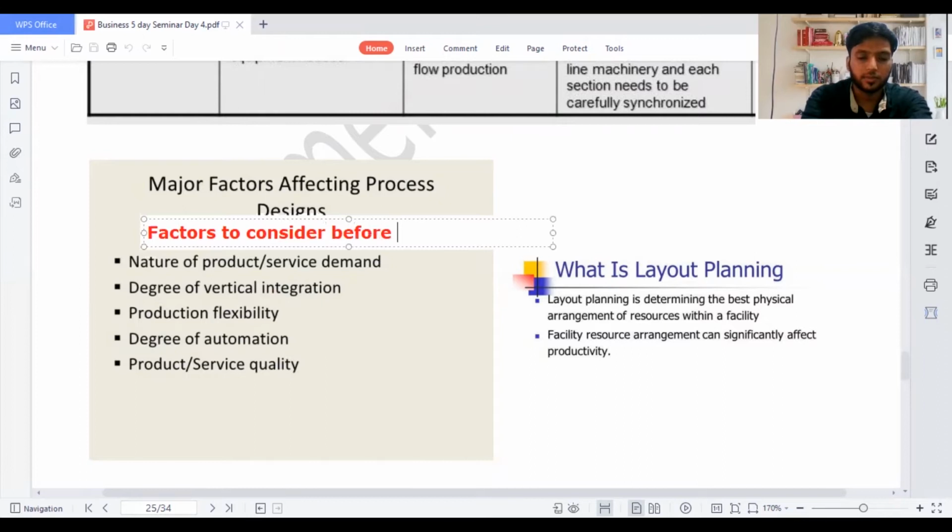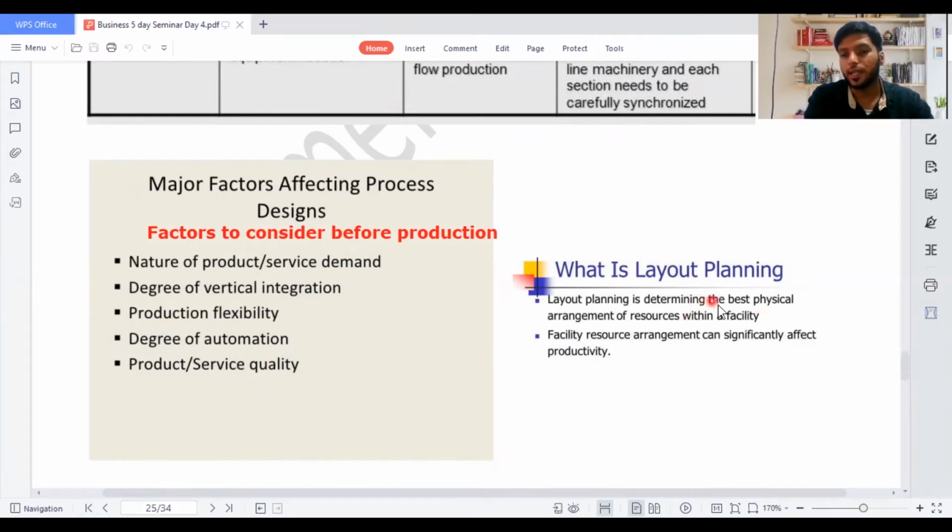Before production. So what are the factors you need to consider before production? You need to know what type of product, how much integration you have, how much you can lengthen it, how much flexible, what type of automation is there, whether humans are used more or machines are used, and what quality you are going to give.